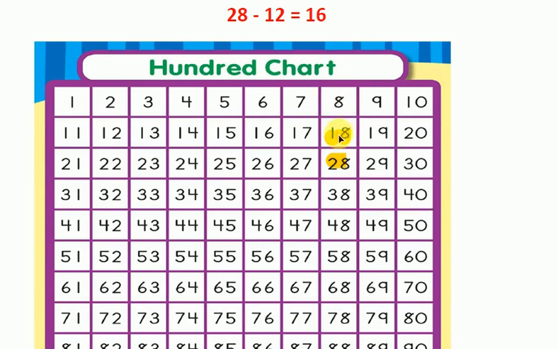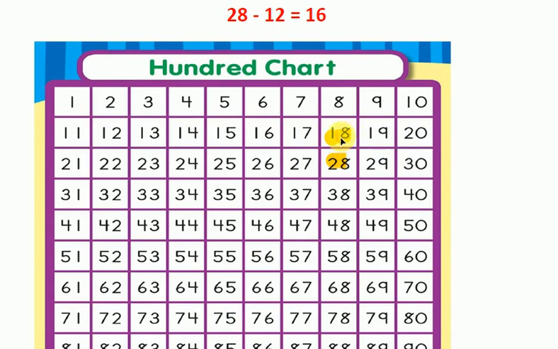Now next step is to count the number of ones. Backward counting number of ones. So how many ones does it have? It has 2 ones. So you have to move towards your left. Backward counting moving towards left. Forward counting moving towards right.